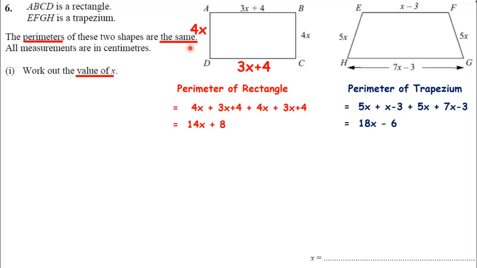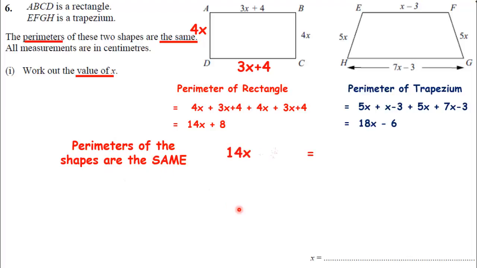What they have said to us is that the perimeters of both shapes are the same. So what I could do now is make an equation: because the perimeters of the shapes are the same, I could make 14x plus 8 equal 18x minus 6. There's my equation, and you're going to get marks for this as well. So we've picked up marks for working out the perimeters of each of the shapes, and now we're going to pick up marks for writing down this equation to show that we know that they're the same. And now we need to solve this equation.